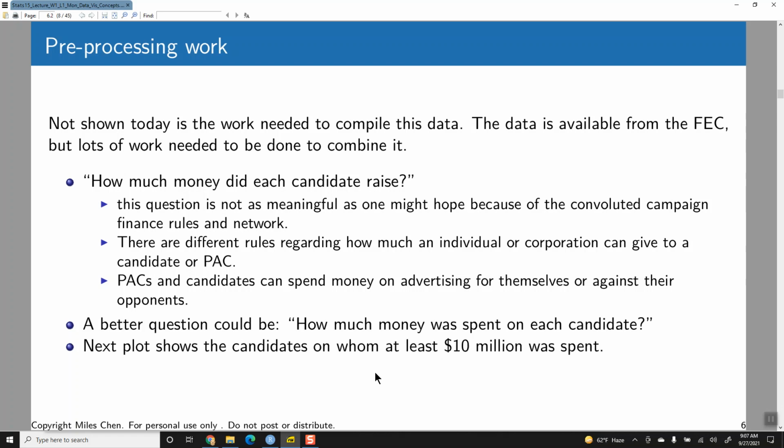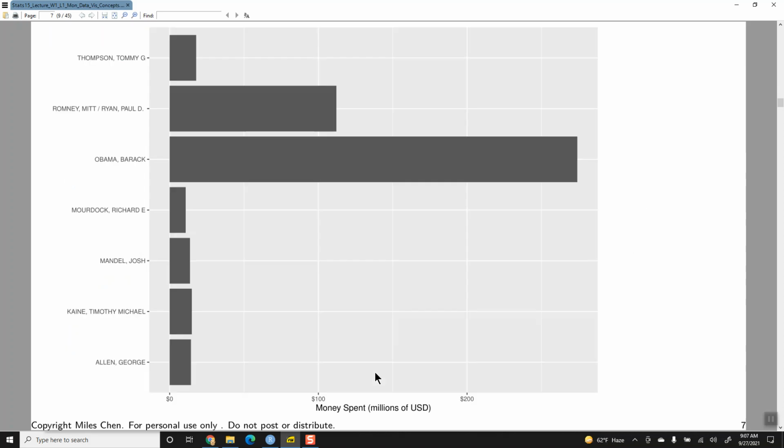And so we can go through the data and we can just say, all right, which candidates had over $10 million spent, okay? And during the 2012 election cycle, it looks like there were seven candidates where at least $10 million of advertising was spent, okay? We can see the two biggest ones are Barack Obama and Mitt Romney, Paul Ryan. These are the two largest amounts of money spent.